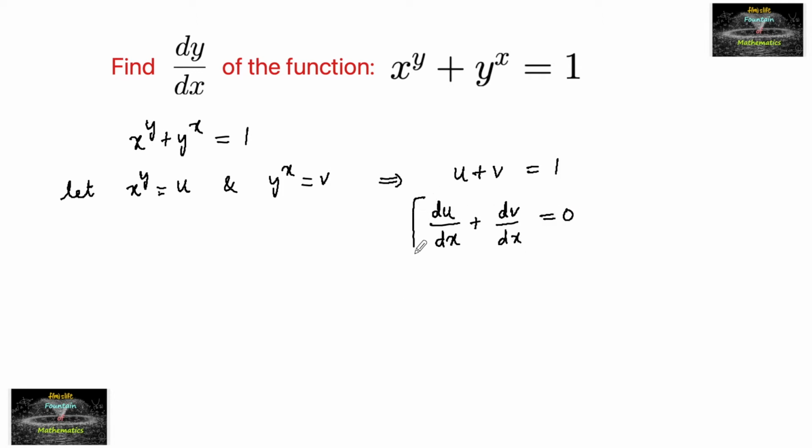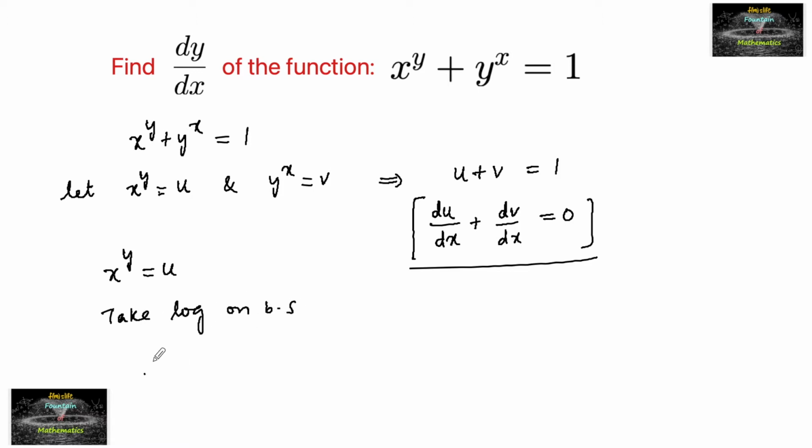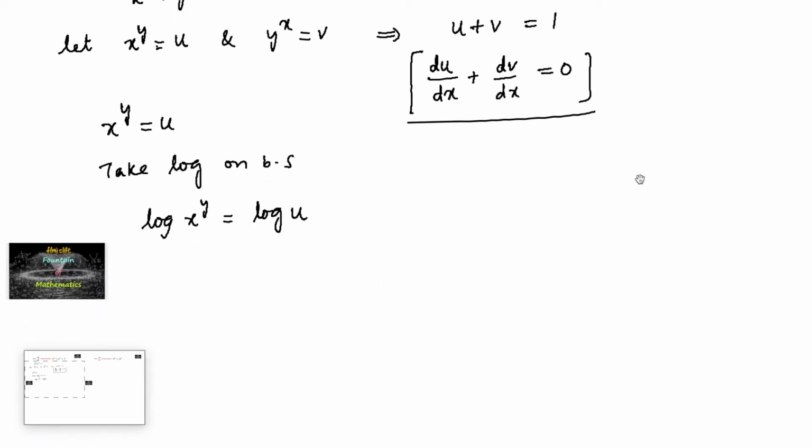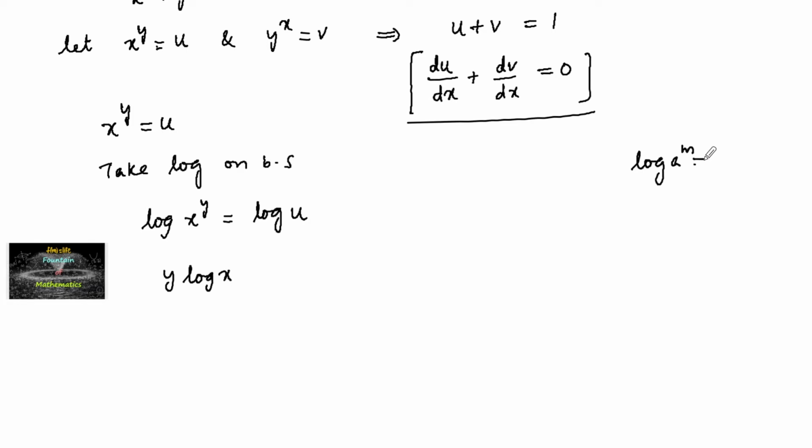So let us find du by dx and dv by dx separately. So x to the power of y is equal to u. Let us find the differentiation by applying logarithm. Take logarithm on both the sides. So we have log x to the power of y is equal to log u, which implies y log x, by using the formula log a power m is equal to m times log a. So we have y times log x is equal to log u.